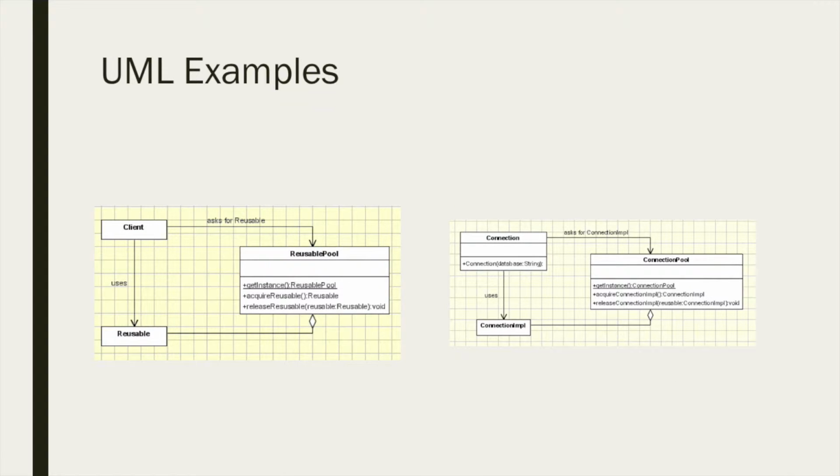Here are two examples of UML diagrams. Now the client is pointing to the reusable pool, and the reusable uses it on the left side. And on the right side it has the connection pointing to the connection implementation and to the connection pool.